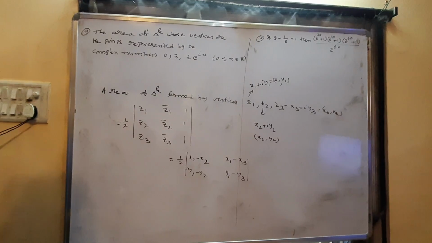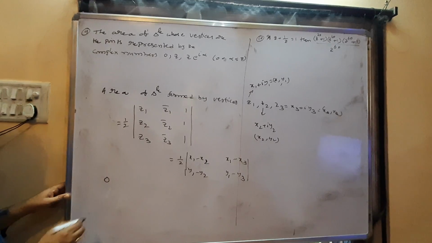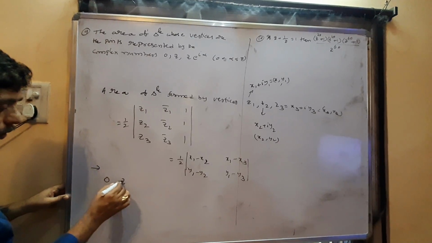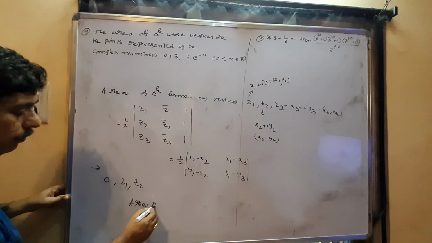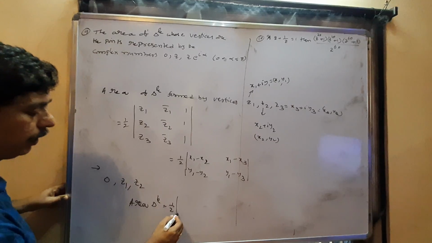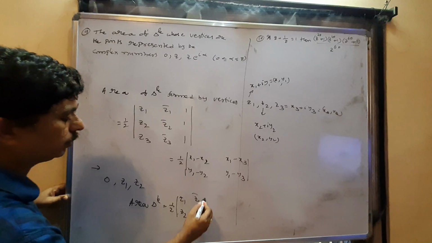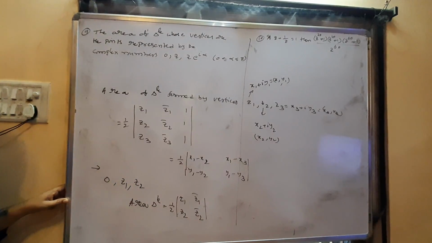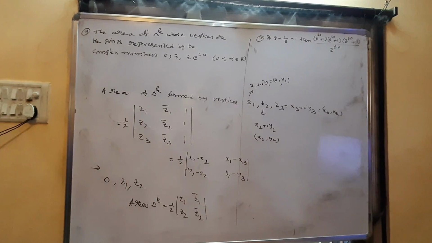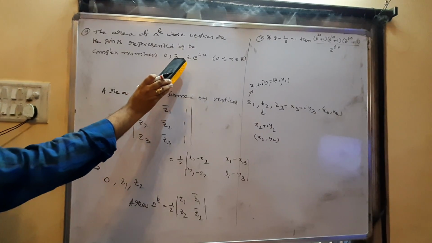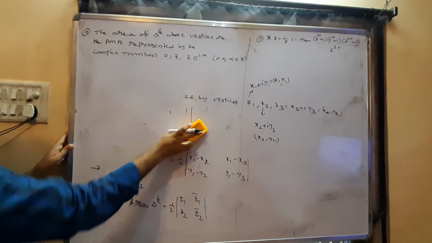If any one vertex is (0, 0), suppose the given complex numbers are 0, z1, z2, then the area of the triangle is 1/2 times the determinant of z1, z2; z1 conjugate, z2 conjugate. I would like to apply this formula now. Now one vertex is (0, 0), another vertex is z, and the other vertex is z e^(i alpha). So I am taking the second formula.